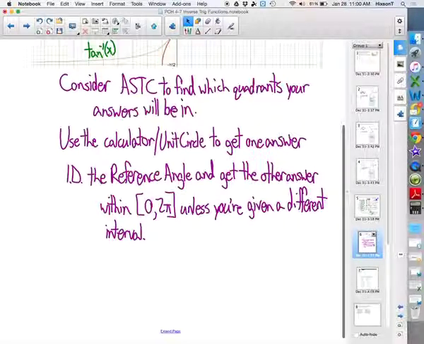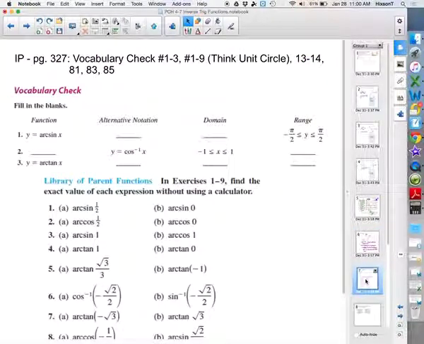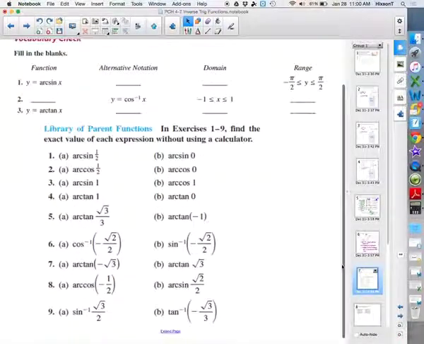Now, on the practice for tomorrow, let me just make a comment. It seems like there's a lot of problems. However, this 1 through 9 right here, do these values look kind of familiar? They look kind of familiar because they're all from the unit circle. Use your unit circle. It is faster to think your unit circle and just write down an answer than it is to get out your calculator, make sure it's in the right mode, and punch it all in.